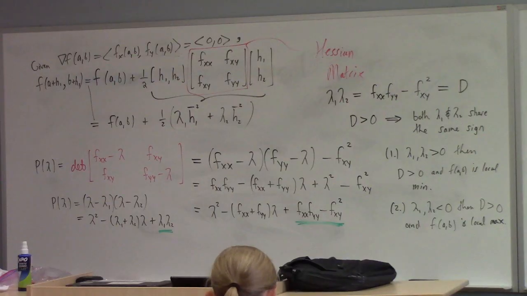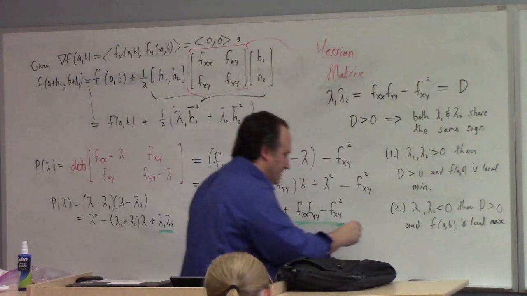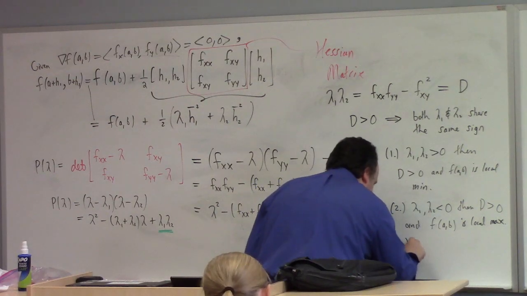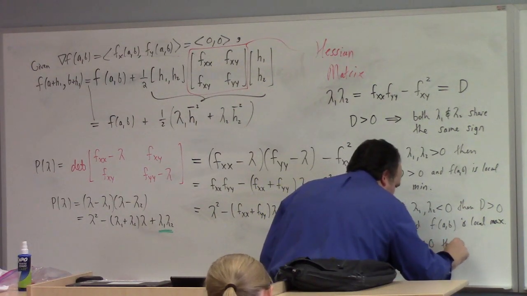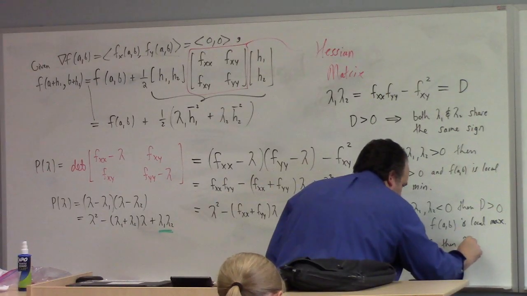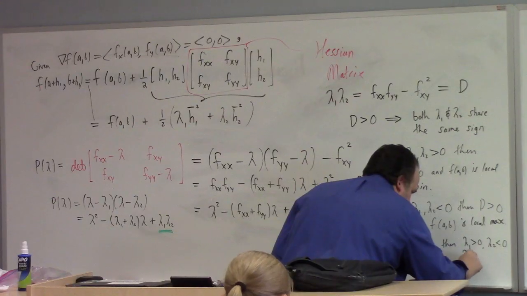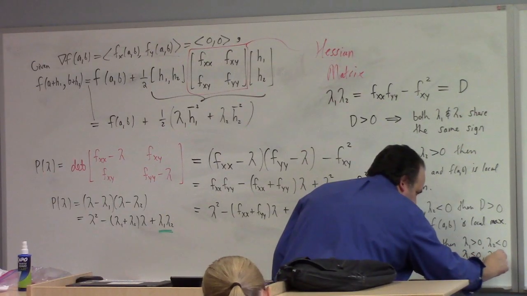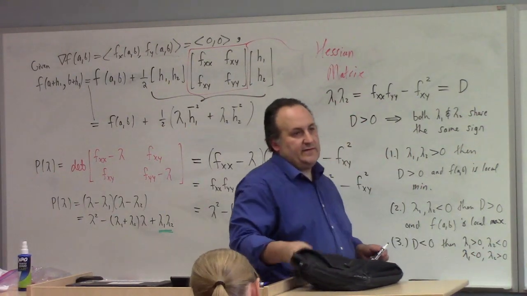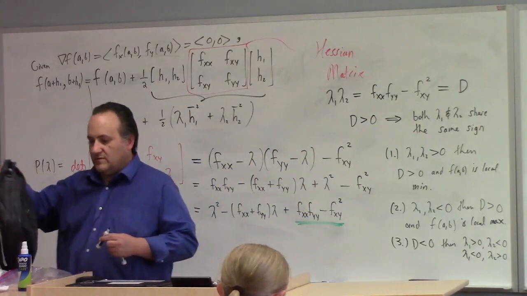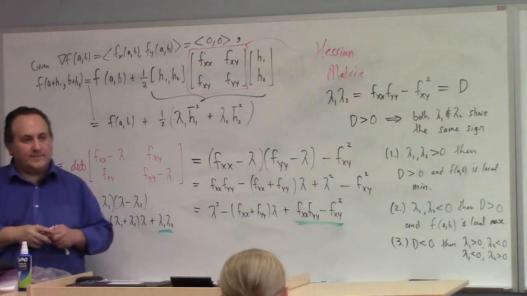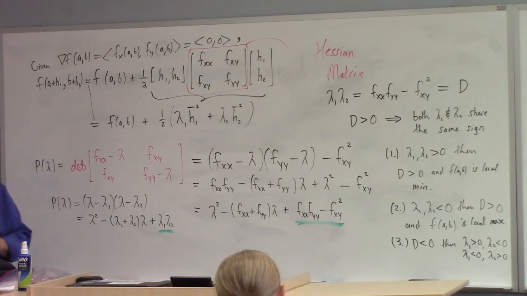If D is negative, what does that mean? If D is less than 0, then either lambda 1 is greater than 0 and lambda 2 is less than 0, or you have lambda 1 less than 0 and lambda 2 greater than 0. In either case, you're looking at a saddle point, because in eigencoordinates, you can either increase or decrease depending on which direction you go. This is the second derivative test in Calculus 3.